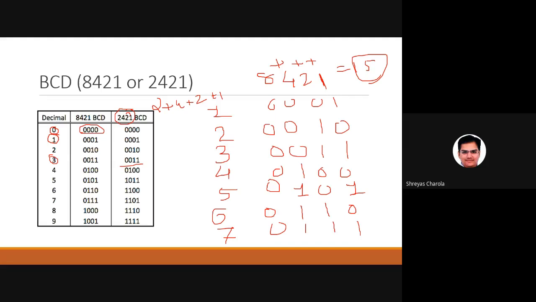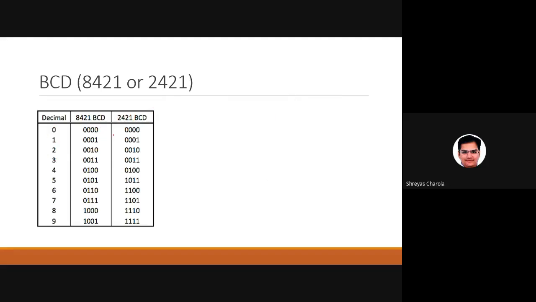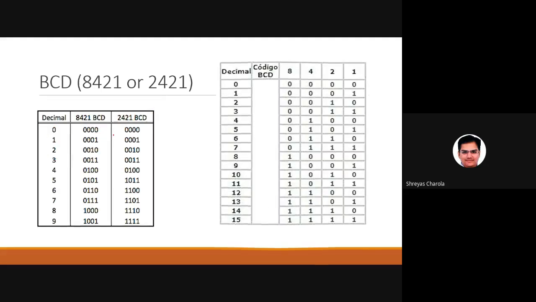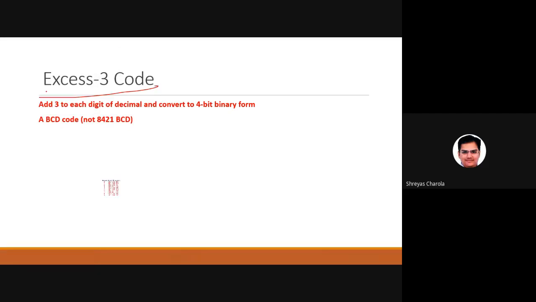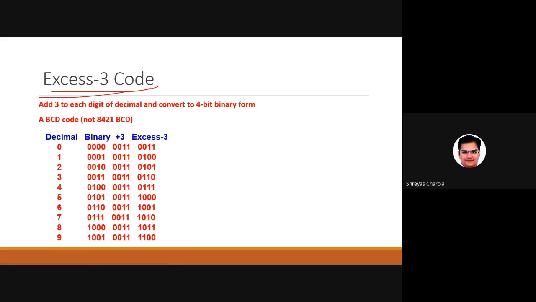We never use that number system, the 2421, anytime. Now coming to the Excess-3 code. Excess-3 code is an addition of a BCD code plus 3 will give you the Excess-3 code.